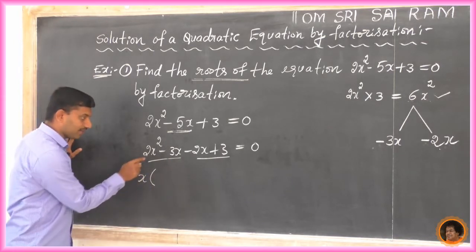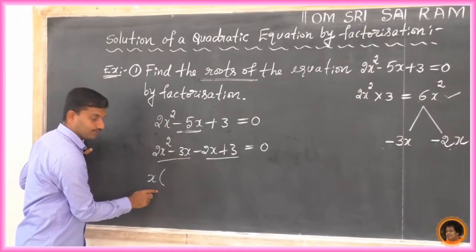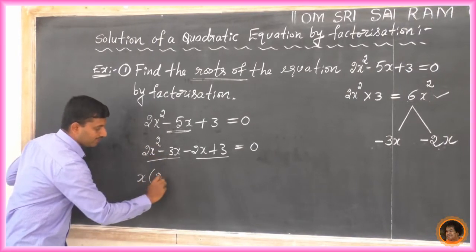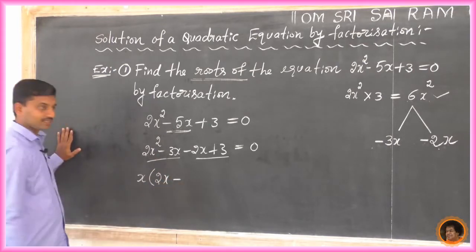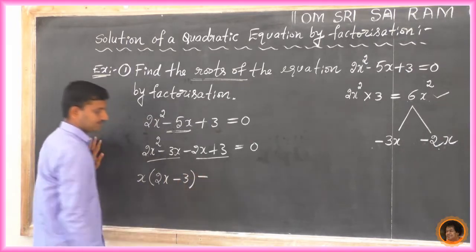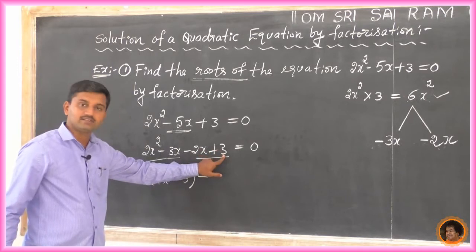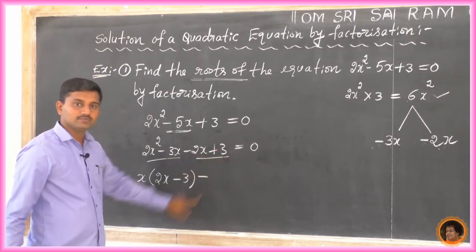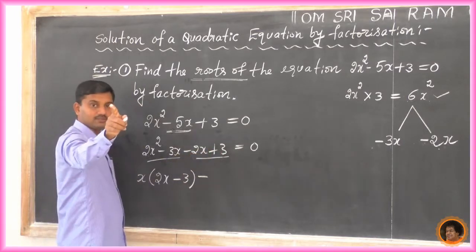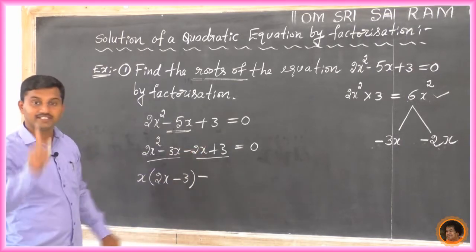Take outside means divide by x. 2x square divided by x and 3x divided by x. 2x square divided by x leaves 2x, and 3x divided by x leaves 3. In the second group, minus 2x plus 3, is there any common term? For 2x and 3, 1 is the common term. That is also known as HCF, the highest common factor of 2x and 3, that is 1.